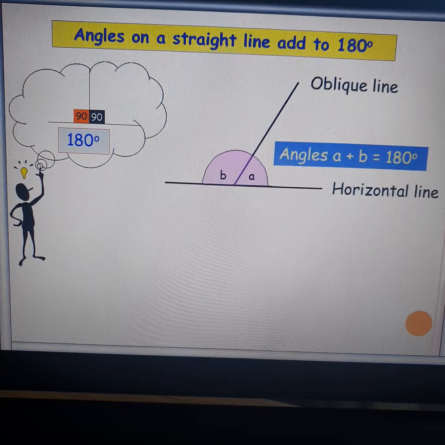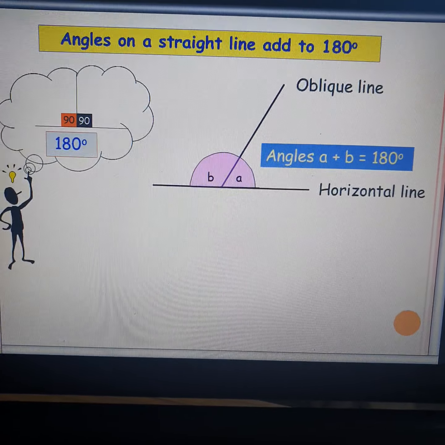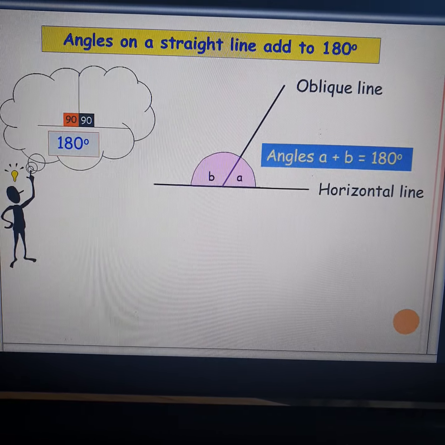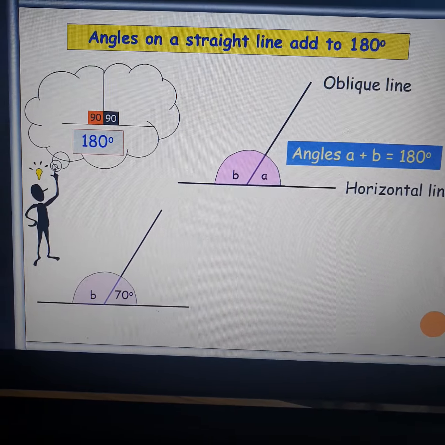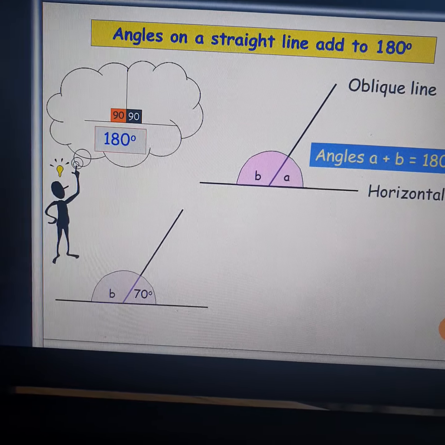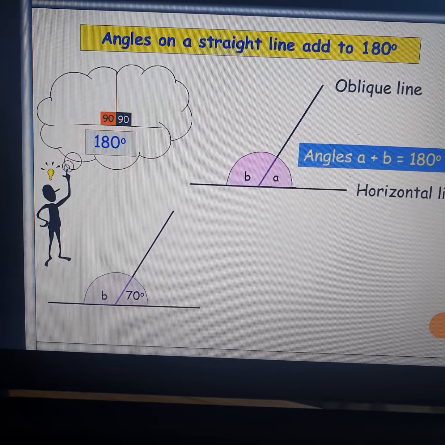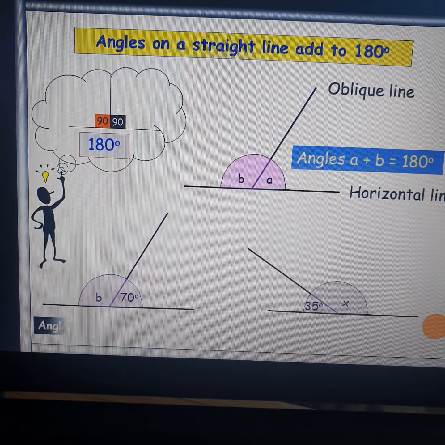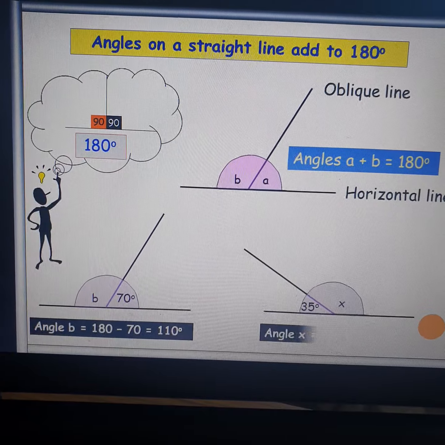So let's look at what we have here. We have A plus B is equal to 180. Remember, this is called a supplementary angle as well. So say, for example, one of the angles is 70 degrees. What would angle B be? We could get that by taking it away from 180. That would give me 110.